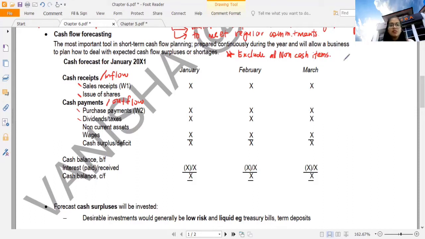What are examples of non-cash items? Depreciation, amortization. All right.